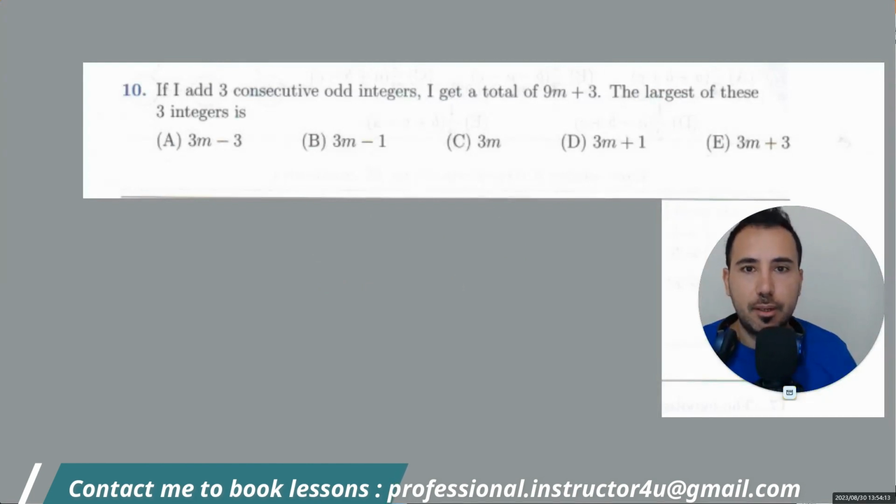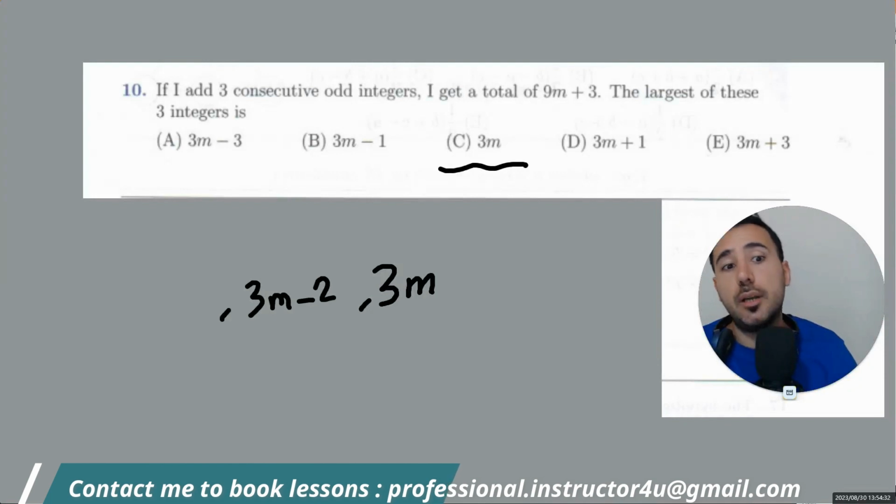The rest, I would say, just guess. That would be the one. Like, for example, let's go with 3m. So 3m would be the largest of all. Okay, then the one before that is going to be 3m minus 2.